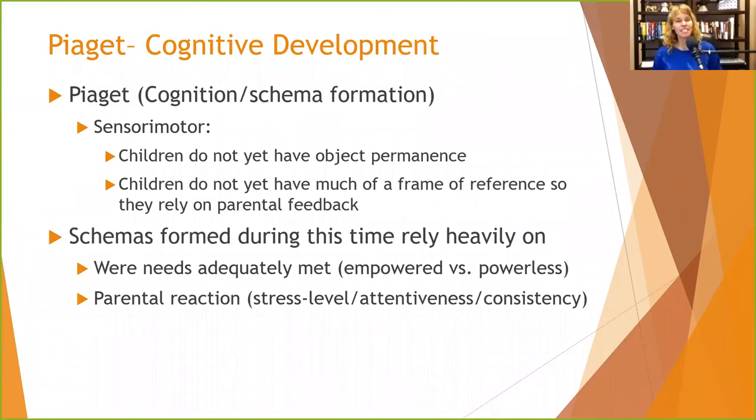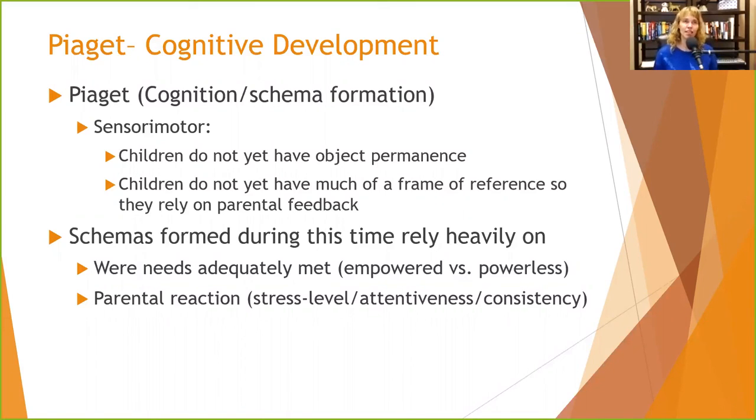Cognitive development. In this sensorimotor period, children don't have object permanence and they don't have much of a frame of reference, so they rely on parental feedback. They go into a new situation. Like I said, if thunder claps, sometimes thunder can be really loud, and if the parent freaks out, then the child's going to go, oh, okay, stress, alarm system. If the parent kind of throws open the curtains and says, ooh, it's a thunderstorm, I love watching thunderstorms, then the child is going to get a much different vibe, if you will.